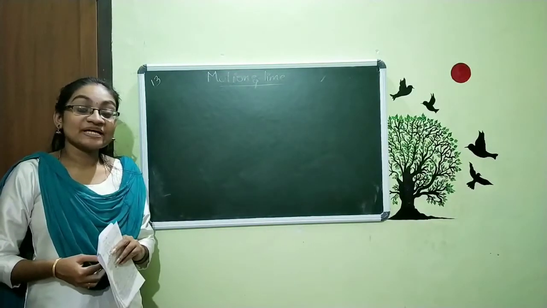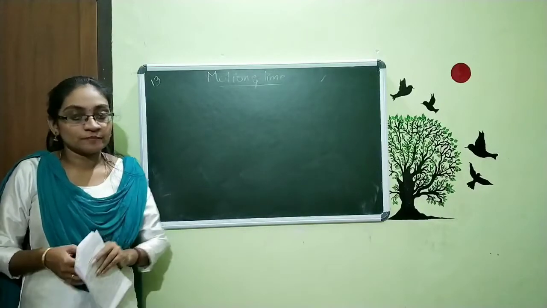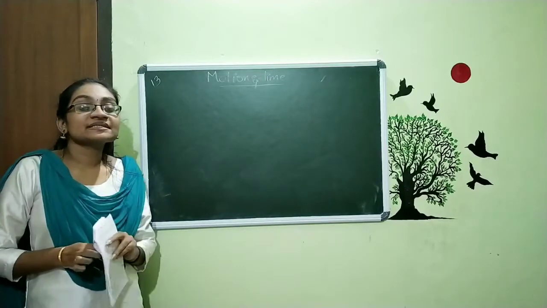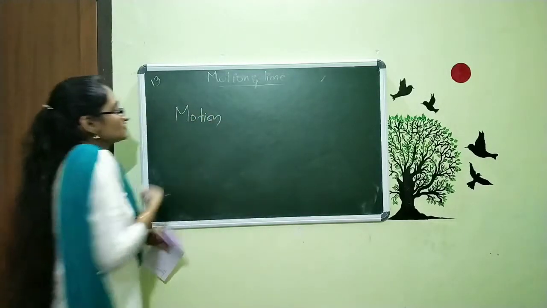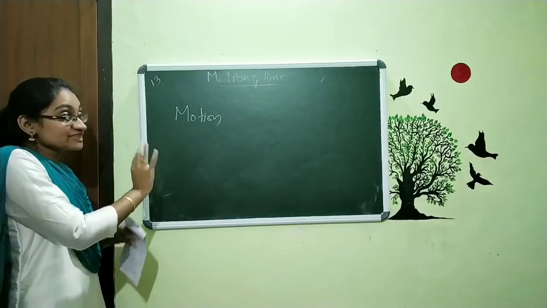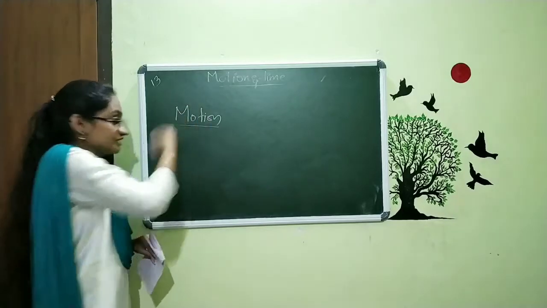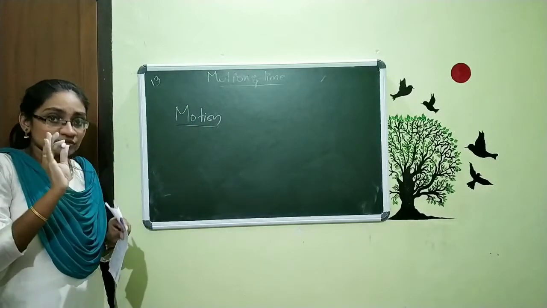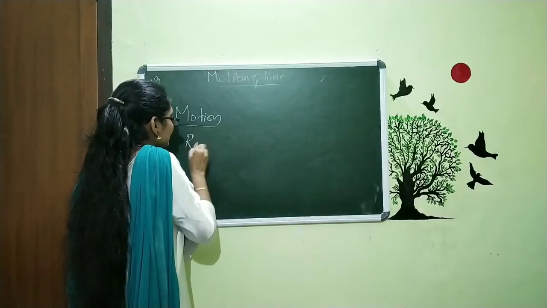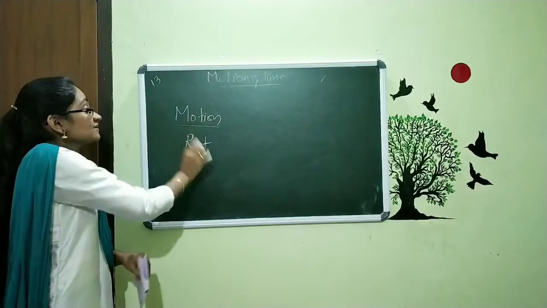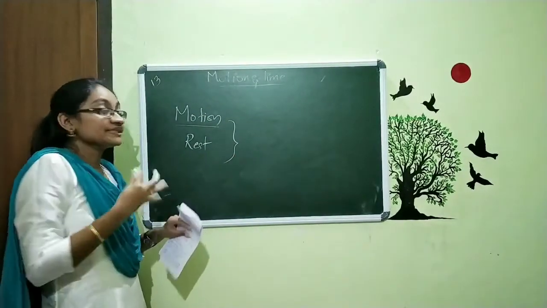Next topic is measurement of time. We will discuss it in our next class. It is a big topic, and in this class we discussed motion. First of all, I defined motion. What is motion? Motion is when an object is having a position change with time, we call it that the object is in motion. And when the object is having no position change with time, we call it that the object is at rest. First we explained these things, and after that we explained the different types of motion.